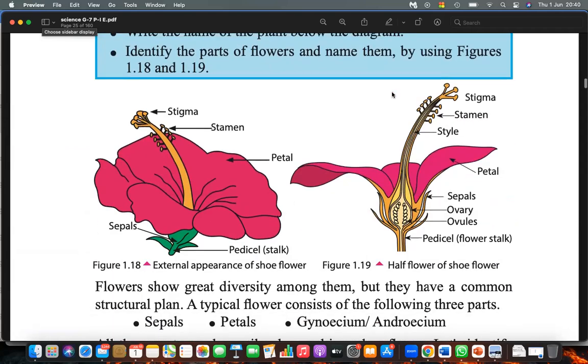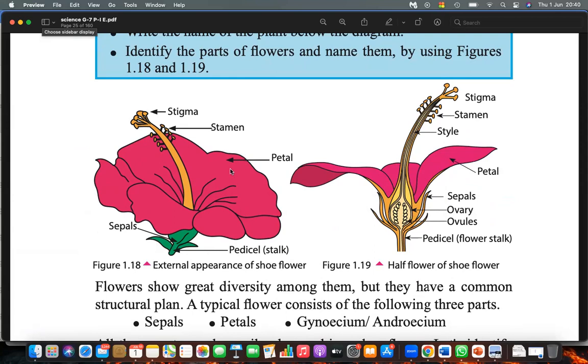But still it is important to learn about that. So sepals, basically you can see, are green in color. In the shoe flower it's very clear. Sepals are for the protection of the plant.